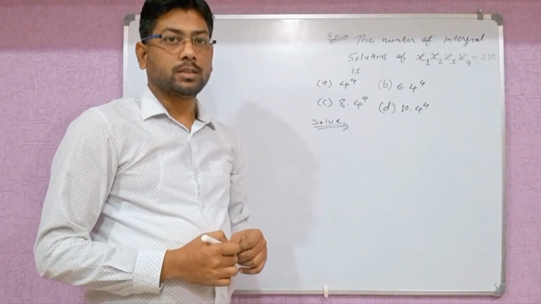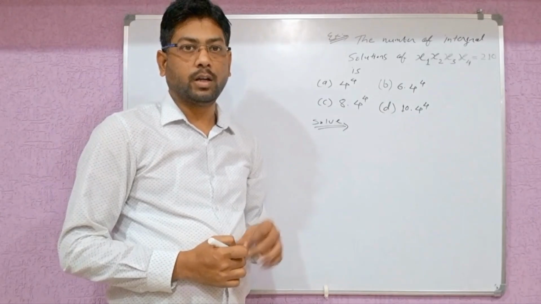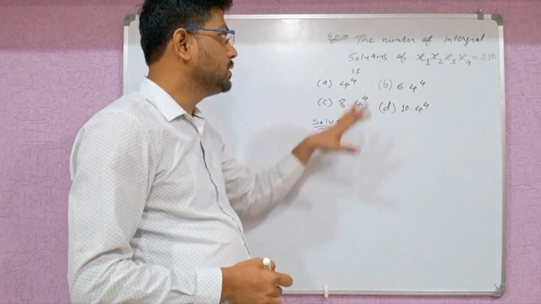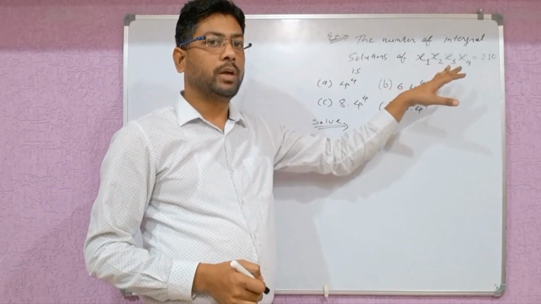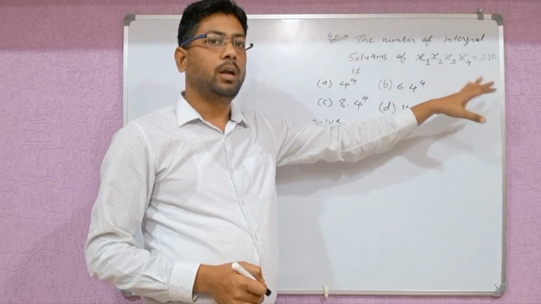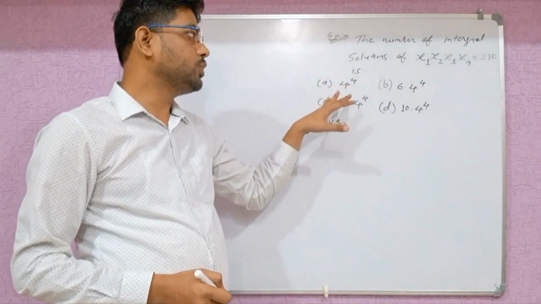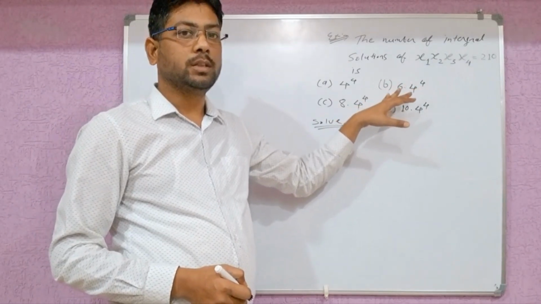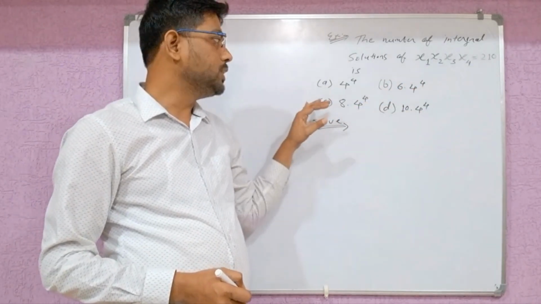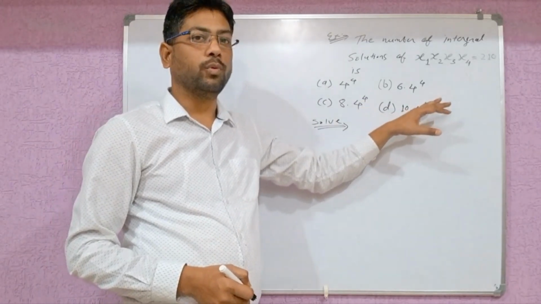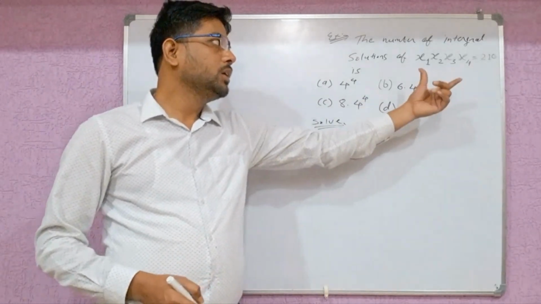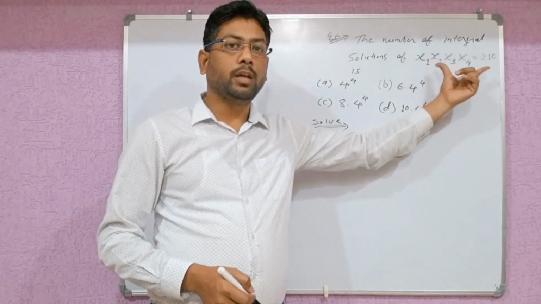Now we will discuss some questions based on different concepts. Our first question is: the number of integral solutions of x1 into x2 into x3 into x4 is equal to 210 is. Option A is 4 raised to power 4, option B is 6 into 4 raised to power 4, option C is 8 into 4 raised to power 4, and option D is 10 into 4 raised to power 4. So we have to find the integral solutions of this given equation.